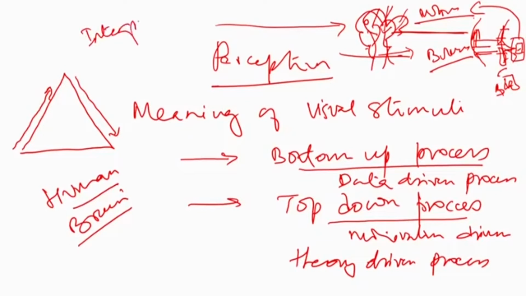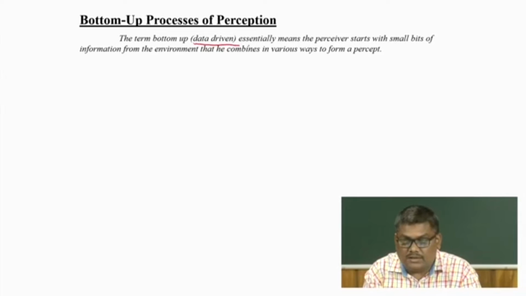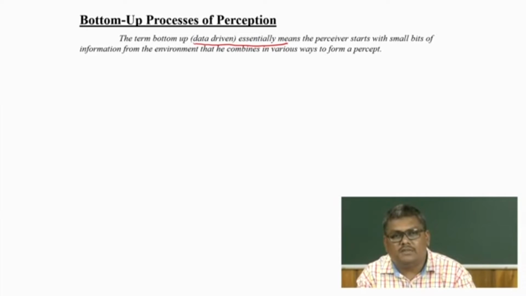Basically, most perceptual processes or most perceptual events require the integration of both the top-down and the bottom-up process. So, let us start with understanding what the bottom-up processes in perception are and looking at some of the bottom-up processes in perception which are used for understanding the perceptual process. The term bottom-up process or data-driven process essentially means the perceiver, the person who is perceiving, the brain which is perceiving the image, starts with bits and pieces of information of the object in the environment, integrating them together to form a percept.